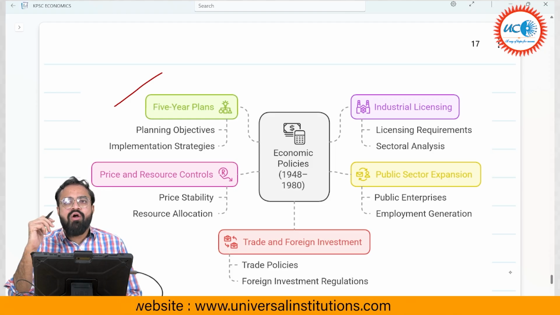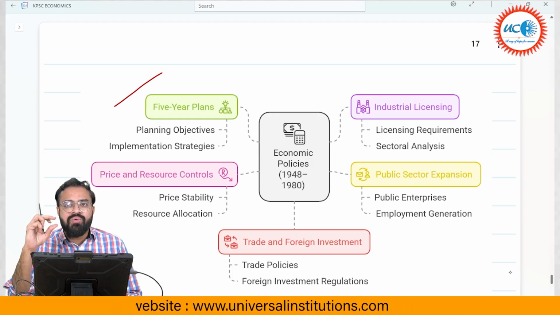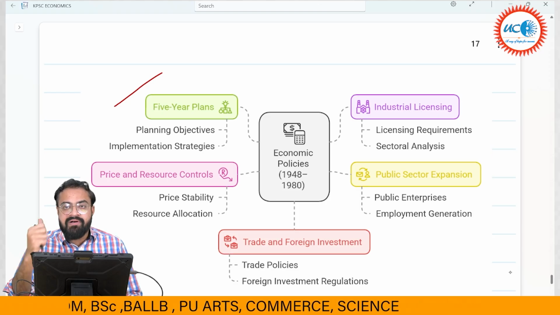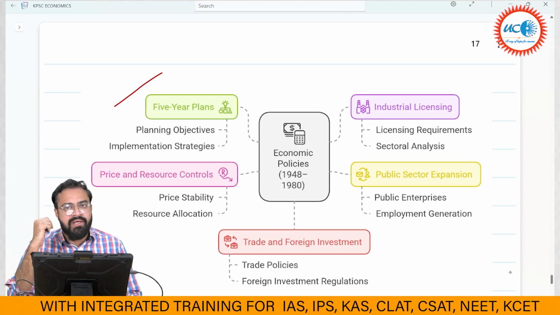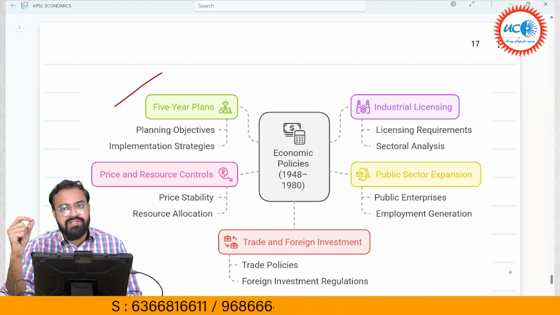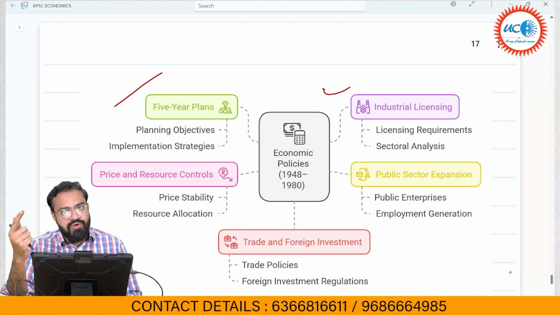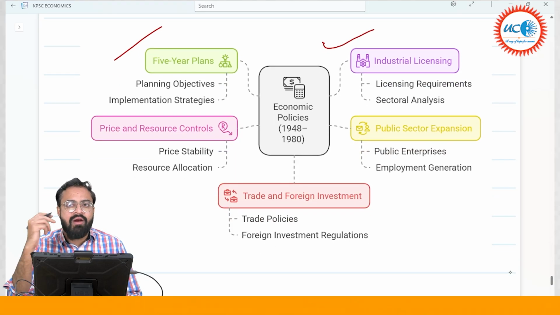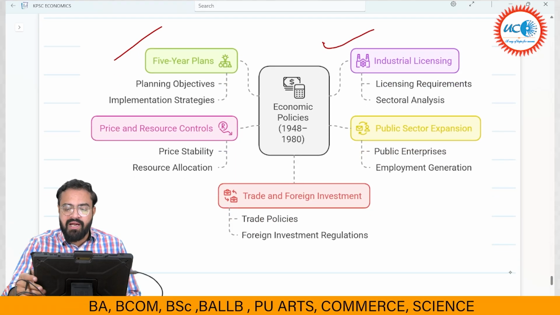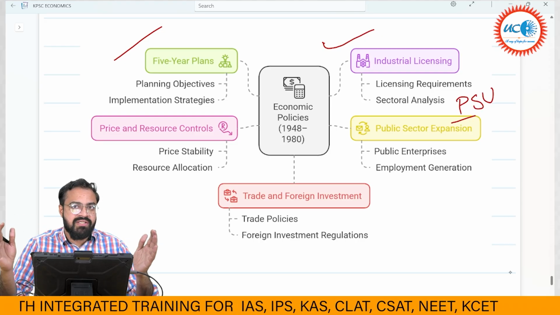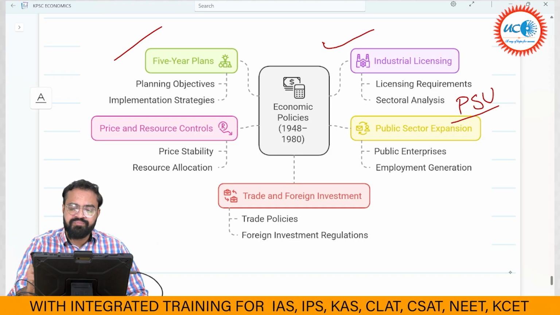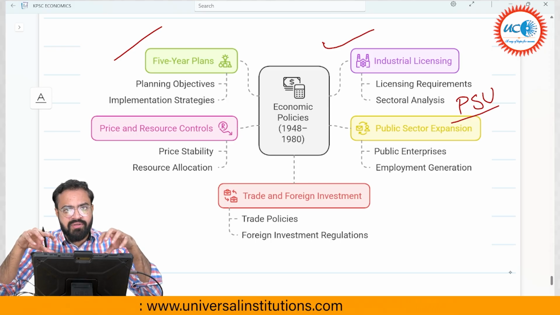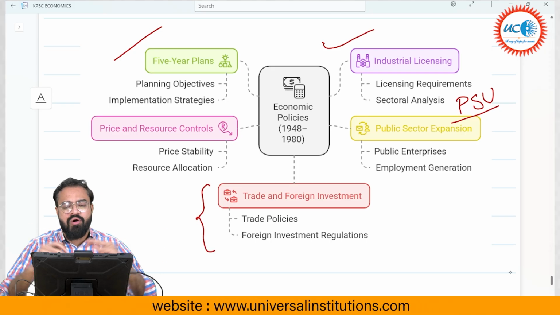Number 2, it was an era of industrial licensing. ಎಷ್ಟು quantity produce ಮಾಡಬೇಕು. The private sector was supposed to get permission from the government at every stage, even to increase production, even to import. That's the reason we call it the era of License Raj and Inspector Raj. Then public sector expansion: PSUs were given a very dominant role, influencing every sphere of economic life.